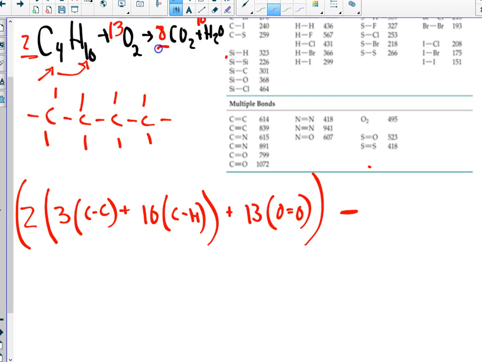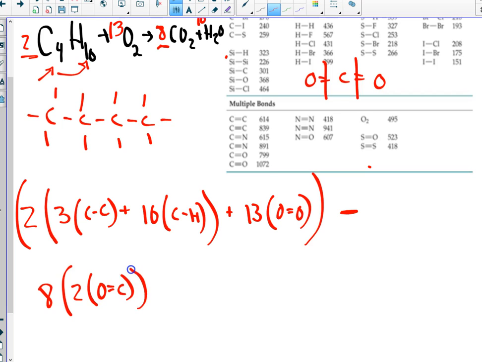All right, I'm going to now bring my 8. You with me? I have 8, and I'm going to multiply that by 2. Does everyone know where I got a 2 from? Okay, because O was double bonded to C 2 times in carbon dioxide. So that's where this 2 came from. Came from here and here. All right, and that would be a O double bond to C. Okay, plus that takes care of that.